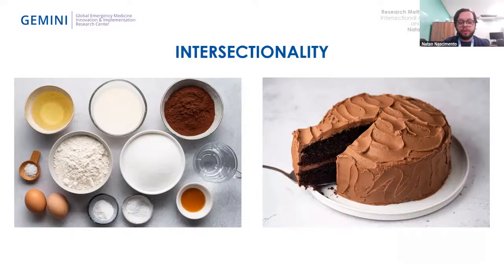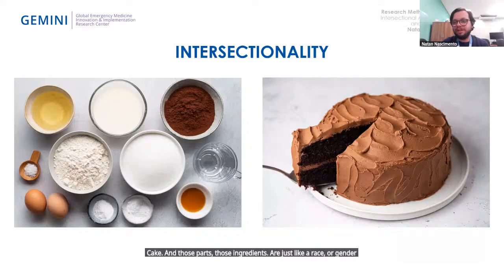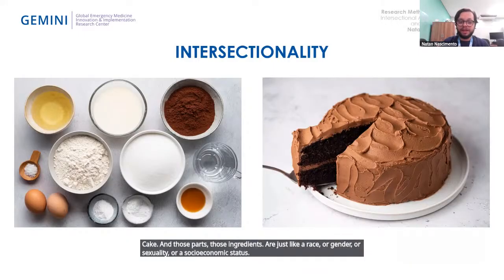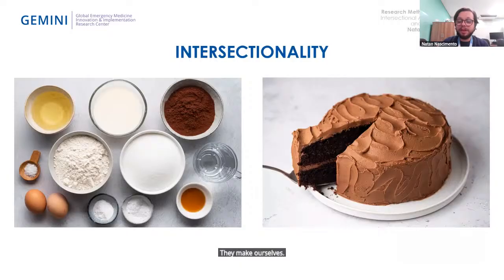When we're talking about intersectionality, it needs to be understood as part of our identity, but not the same as identity. I'll talk more about that later in this presentation, but this is a brief explanation of how you cannot take back the flour once you add it to a cake. It won't become flour again, it will be cake. And those ingredients are just like our race, our gender, our sexuality, our socioeconomic status. They make us who we are.